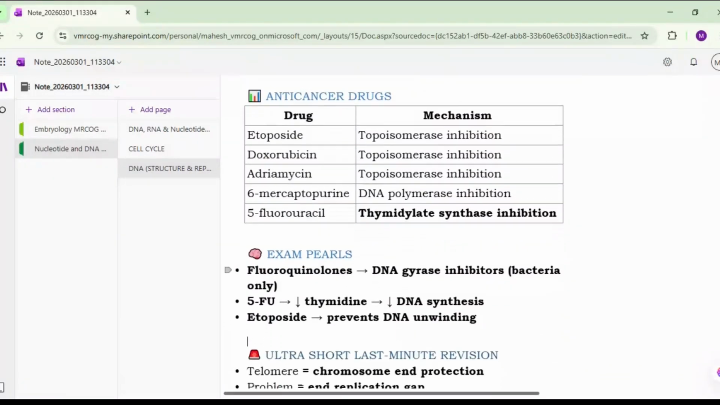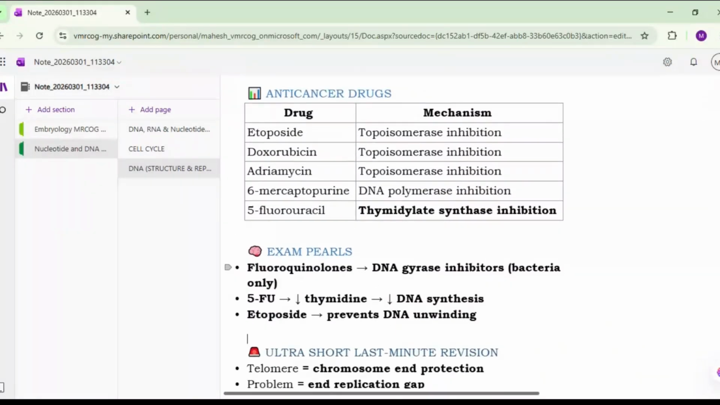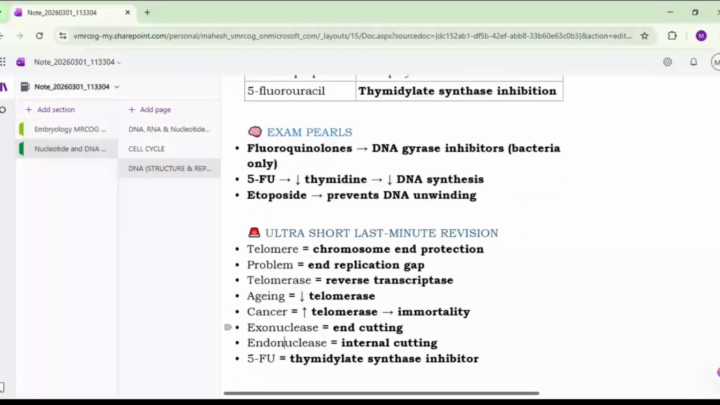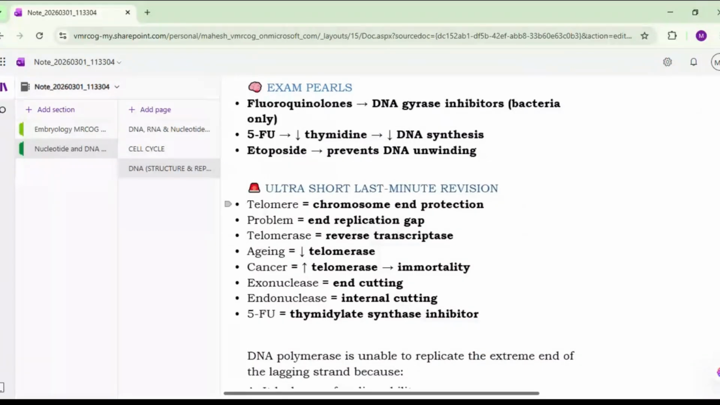Fluoroquinolones will inhibit the DNA gyrase. Then 5-fluorouracil will decrease thymidine, leading to decreased DNA synthesis. Etoposide will prevent the DNA unwinding. So telomere, chromosome end protection, that is the job. Problem is that the end replication gap can be the problem.